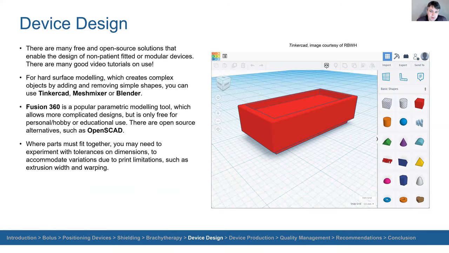So that's just an example, I guess, of the sort of medical devices that can be produced by a radiotherapy department that I think can improve outcomes for patients. How do you go about printing these?